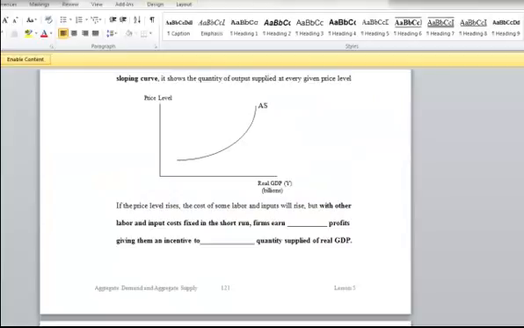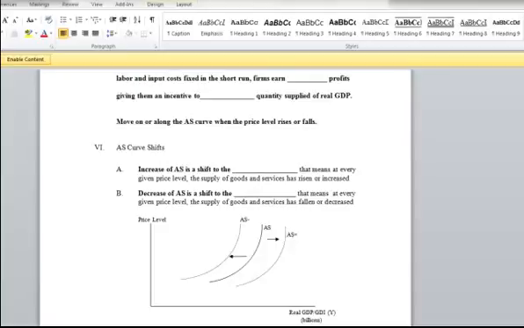Okay. Short-run aggregate supply, that's an upward sloping curve. It shows the positive relationship between the quantity of output supplied and the price level. So just think of it as being output supplied at every different price. Again, the aggregate supply curve can increase, shift to the right, or it can decrease, shift to the left. So an increase means at every given price, or regardless of price, the supply of goods and services has risen or increased. Decrease means just the opposite.